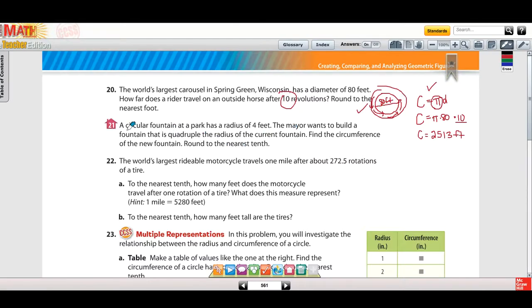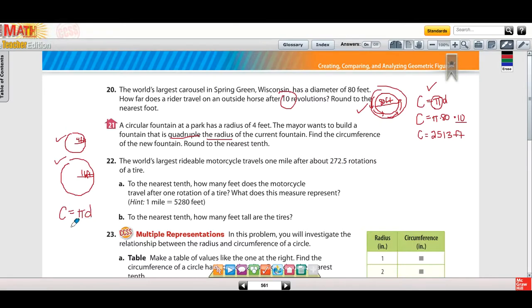For number 21, it says a circular fountain has a radius of 4 feet. Okay, and then the mayor wants to build a fountain that is quadruple that. And so quadruple the radius would be 4 times the current number of feet, which is 4. So now we have one that is 16 feet. And it says find the circumference of the new fountain. So please make sure that you draw a picture of these two items and then write down the circumference formula.